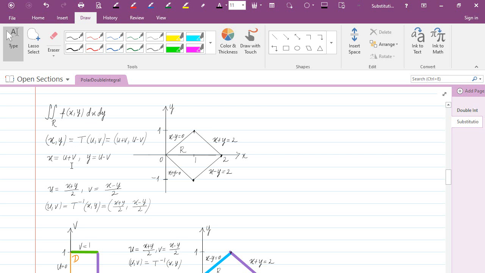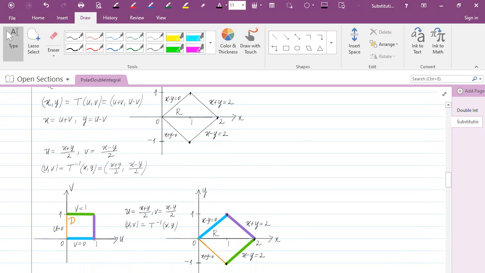So x is u plus v and y is u minus v. To figure out the inverse of T, we need to solve for u and v in terms of x and y. So from these two equations, if we solve for u, we are going to get u is x plus y divided by 2, and then v would be x minus y divided by 2. So the inverse of T evaluated at xy is x plus y over 2 comma x minus y over 2.